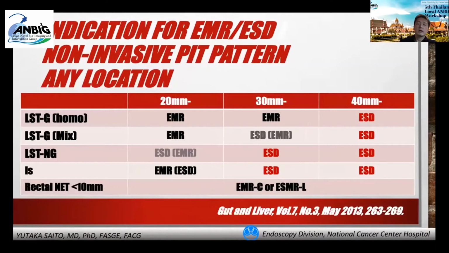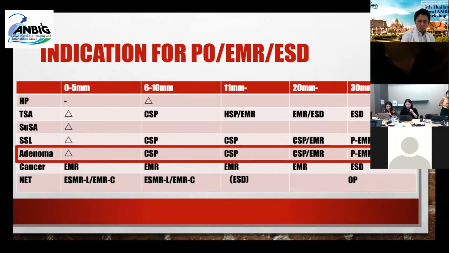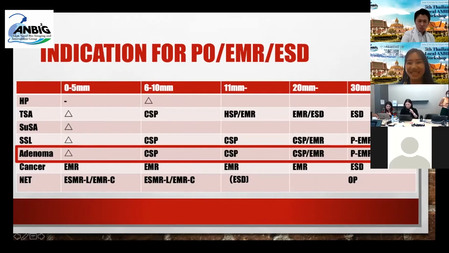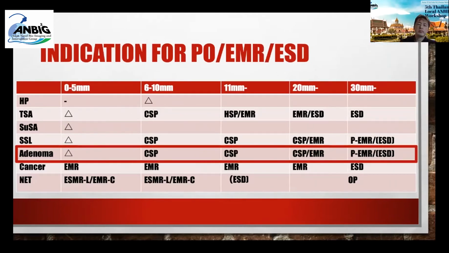And therefore, our indication for ESD is LST non-granular type more than 2 or 3 centimeters, and LST granular type, nodular mixed type, more than 3 or 4 centimeters. But rectal NET could be treated by EMR-C or ESMR-L. And for adenoma, for small lesions less than 10 mm, cold snare polypectomy could be used.